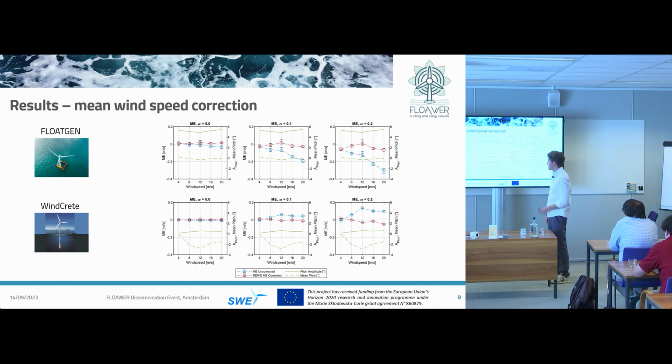A bit the other way around is for the Windcrete floater. The mean pitch angle of the Windcrete is quite high, especially around the rated wind speed, where the thrust force is the biggest, but it has low pitch amplitude. So also, as we expect, we end up with an overestimation of the wind speed. And after application of our correction value, again, the red line, we are quite good with compensating for these values.